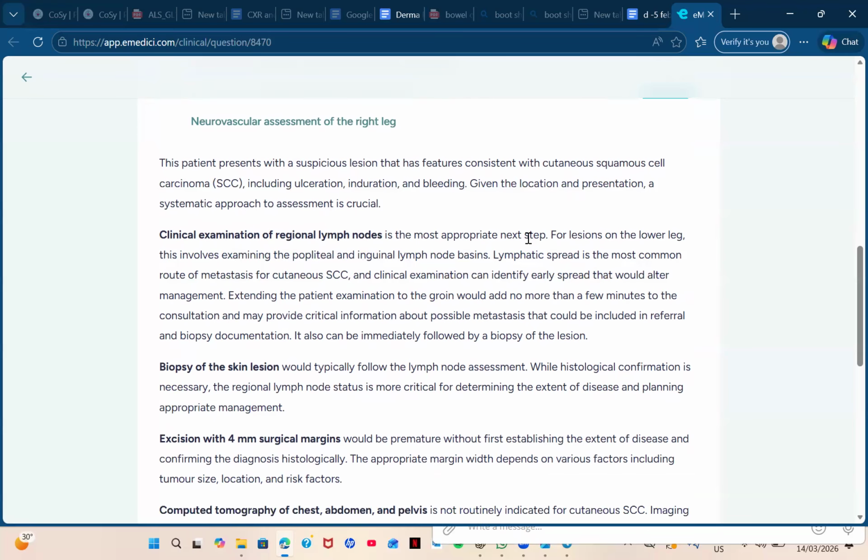In this case, this is a lesion in the lower leg. They have mentioned that lymphatic spread is the most common route of metastasis of cutaneous SCC. Because of that, we have to do the clinical examination of regional lymph nodes. I have picked A.